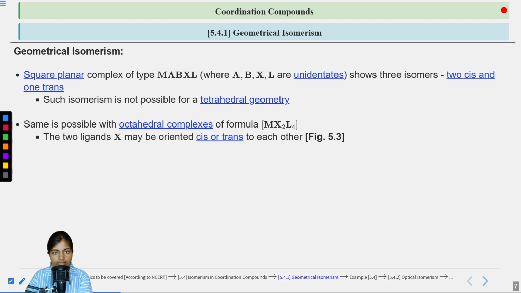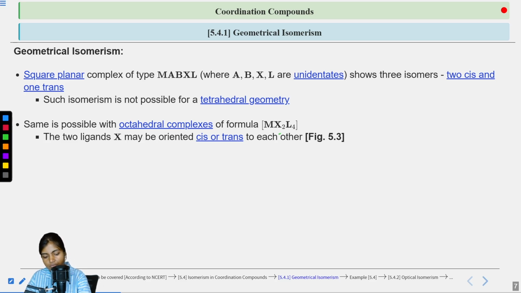Now the two ligands, that is X, may be oriented either cis or trans to each other. So the two X ligands present in this octahedral complex MX2L4 may be oriented in the cis or the trans form. How? If you place them adjacent to each other, then the cis form will be there. If you place the X opposite to each other, then the trans form of the isomerism will be there, right?